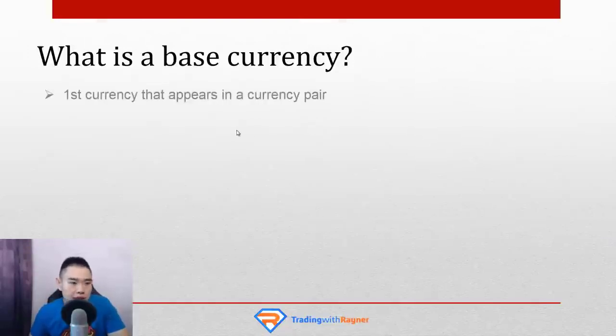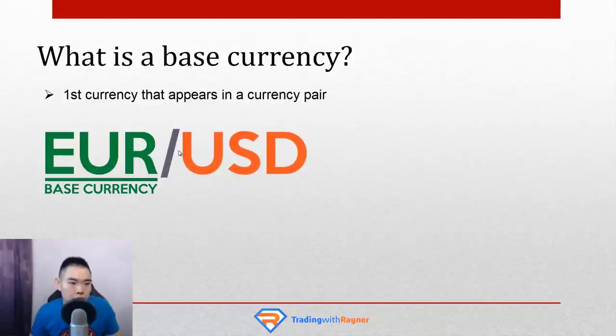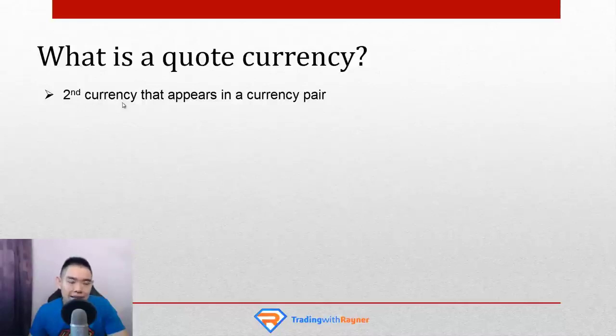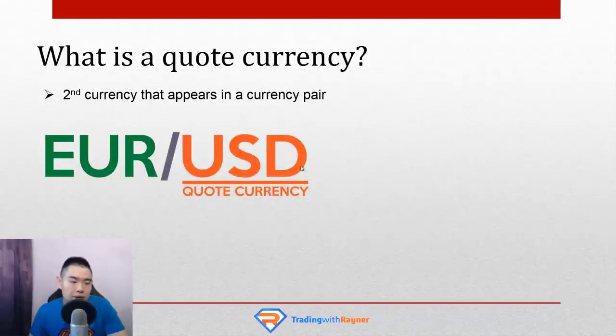Moving on. What is a base currency? So let me explain. The base currency is, in essence, the first currency that appears in a currency pair. So for example, euro against the dollar, the first currency of the pair is called the base currency, and I'll explain why shortly. So what is a quote currency? The quote currency is the second currency that appears in the currency pair. And for the euro dollar example, the US dollar is the quote currency.